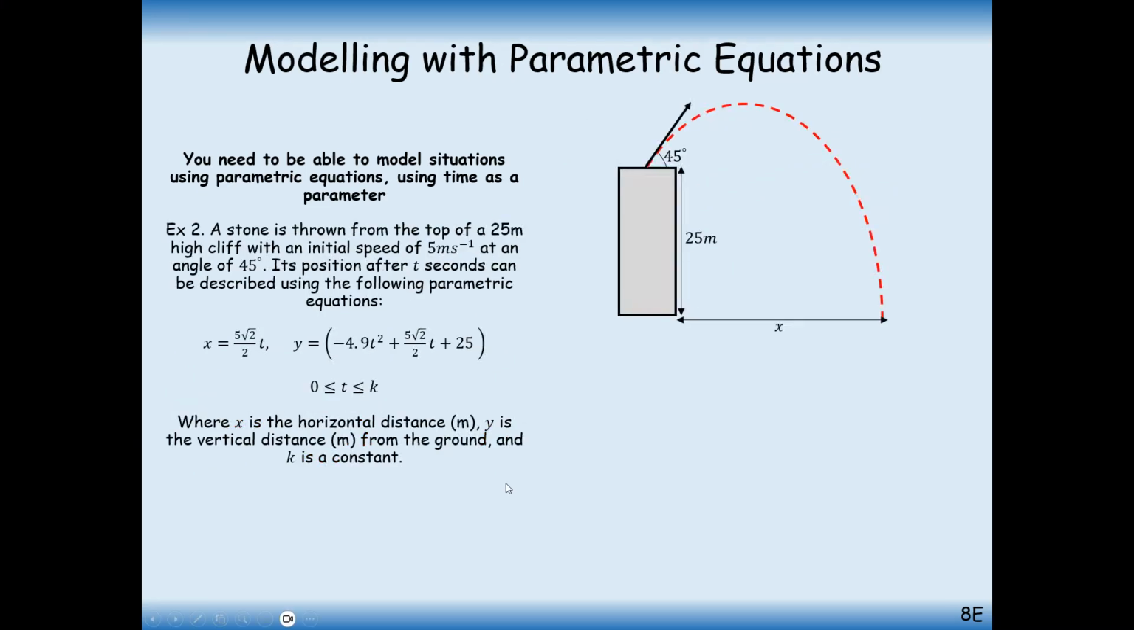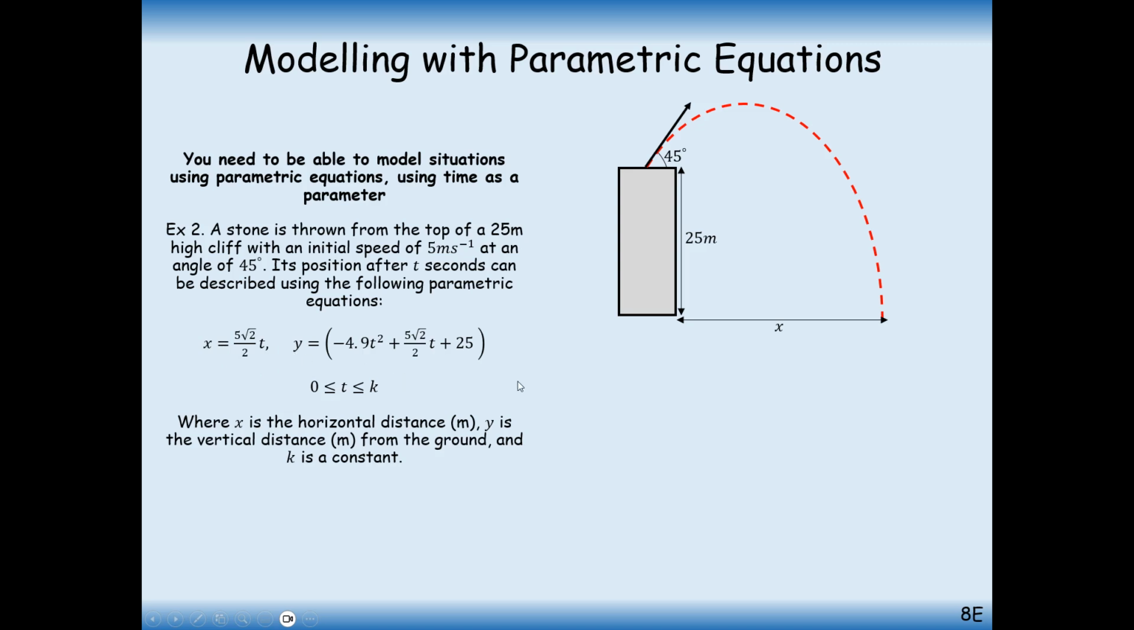In this next question, we are modeling a stone's trajectory thrown off a cliff, projected at a speed of 5 meters per second, where the cliff's height is 25 meters above the sea level or the ground, and the angle of projection is 45 degrees.